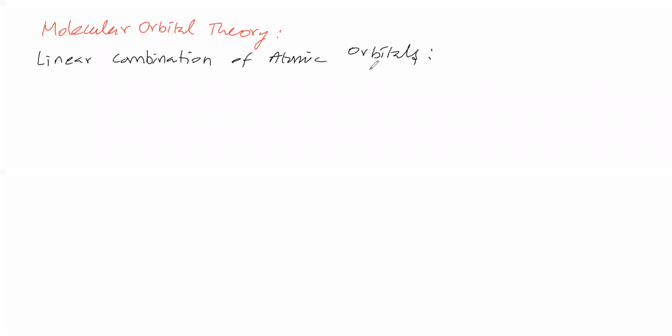So, which atomic orbitals can go for linear combination? One point is they should have the same energy, otherwise nearly the same energy. Next, same symmetry. Next, maximum extent of overlap. Then, filling of electrons in molecular orbitals follows the Aufbau principle, Pauli's principle, and so on.